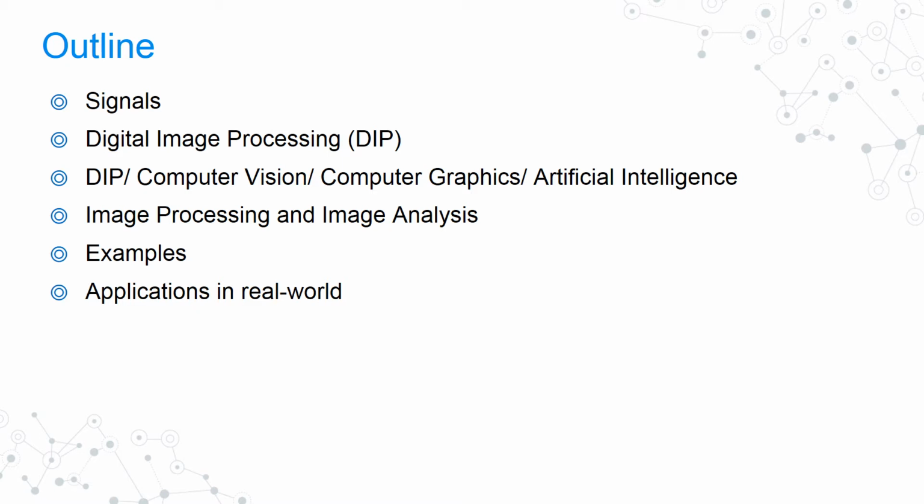Often, students get confused amongst digital image processing, computer vision, computer graphics, and artificial intelligence. So we'll see what is the difference between each of them. Also, we'll try to correlate and differentiate image processing and image analysis. We'll look at some examples and then we'll see some applications in the real world.